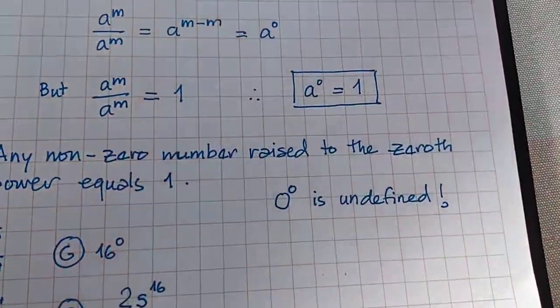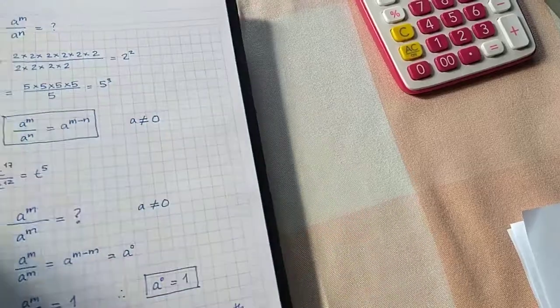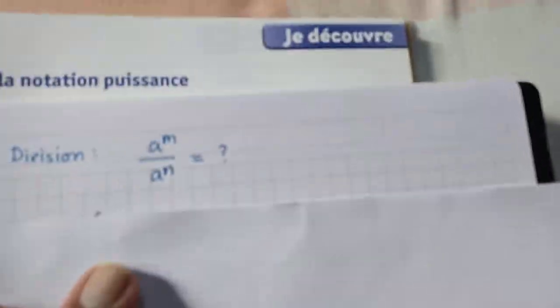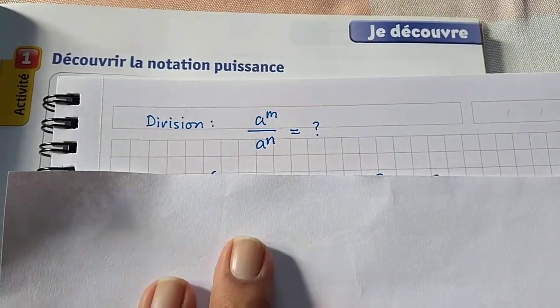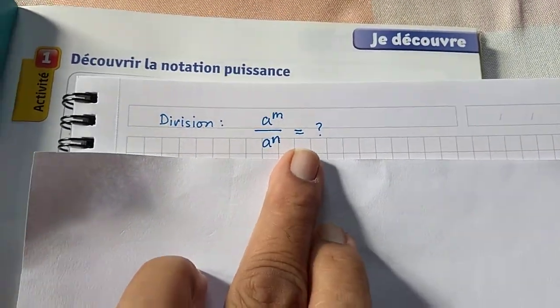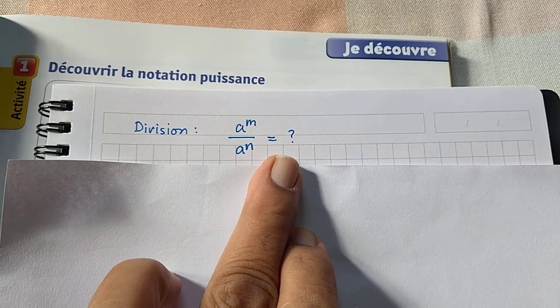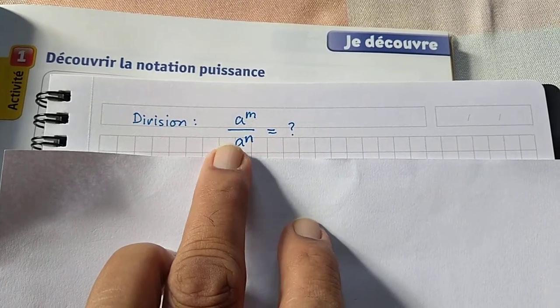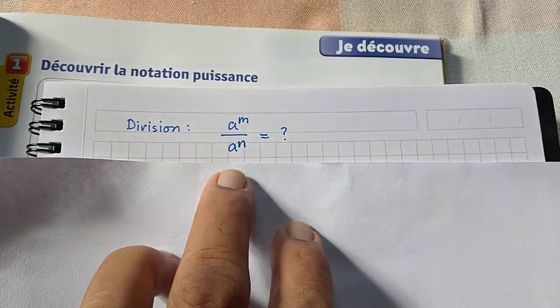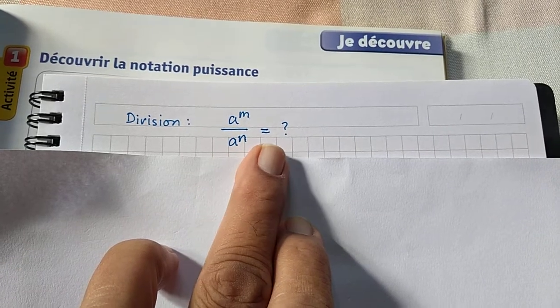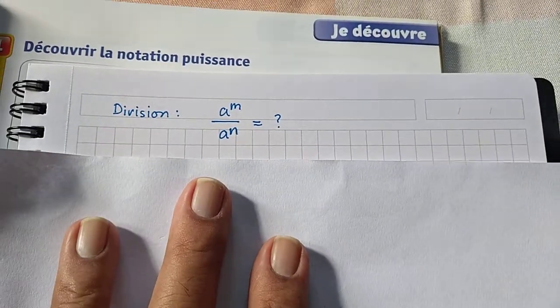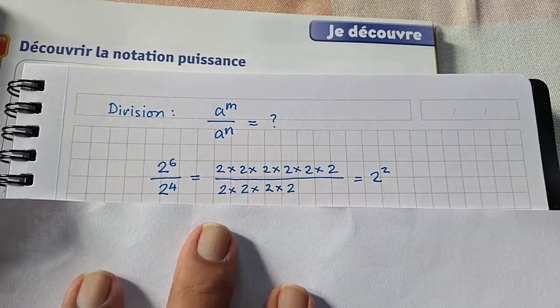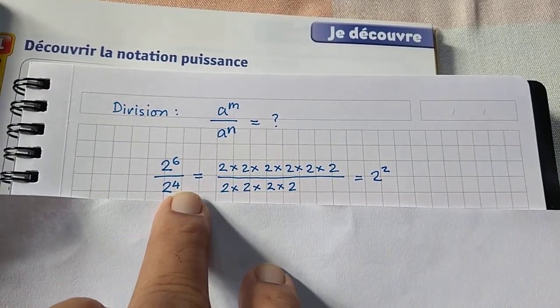Okay. Now let's come to division. So what do we have if I have a to the power m divided by a to the power n? Can we simplify this in any way? Let's say we have 6 to the power 12 divided by 6 to the power 3. Can we simplify this? So let's see, what can we get? So let's take an example, 2 to the power 6 divided by 2 to the power 4.